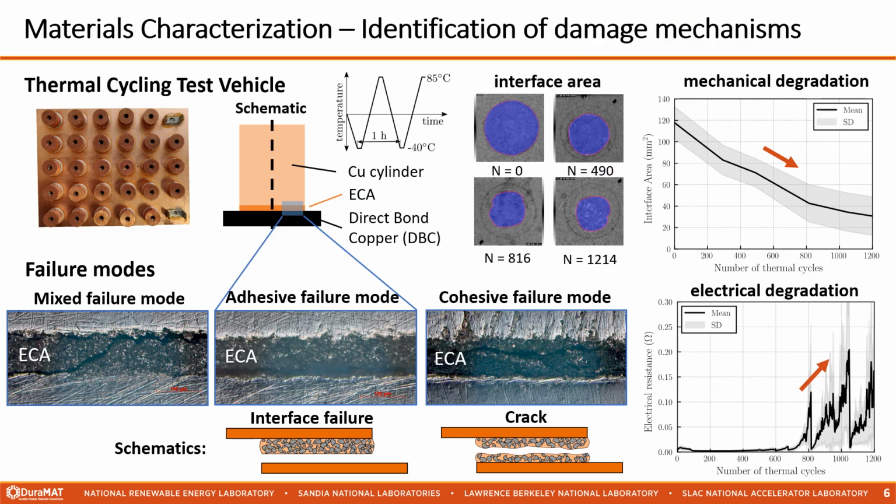After characterizing the viscoelastic material response, we worked on identifying possible damage mechanisms and metrics. Therefore, we created a thermal cycling test vehicle and subjected it to accelerated testing conditions. We used ECA to glue copper cylinders onto a direct bond copper substrate. The copper cylinder and the DBC board have greatly different coefficients of thermal expansion, leading to high stresses and strains at the ECA interface during thermal cycling.